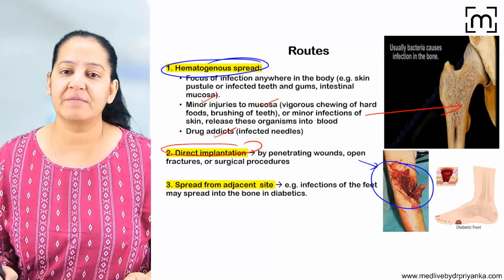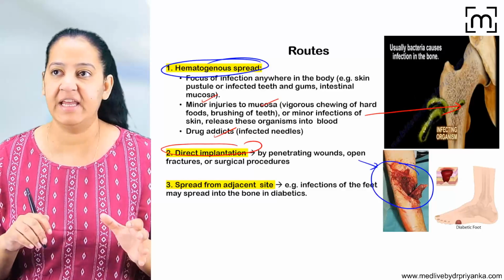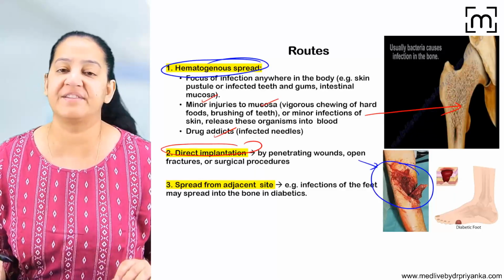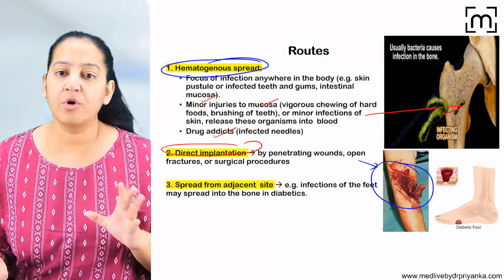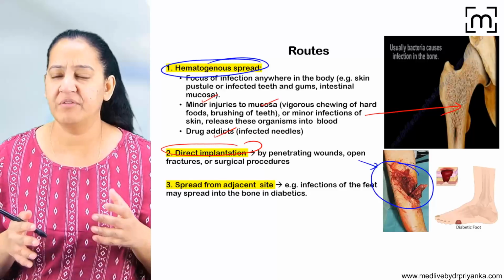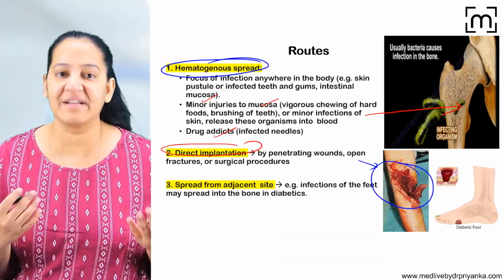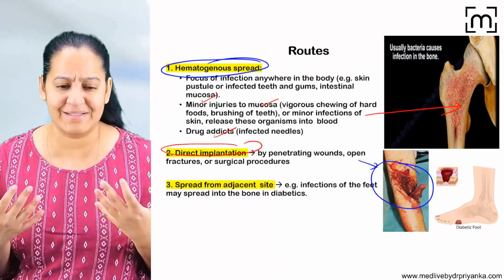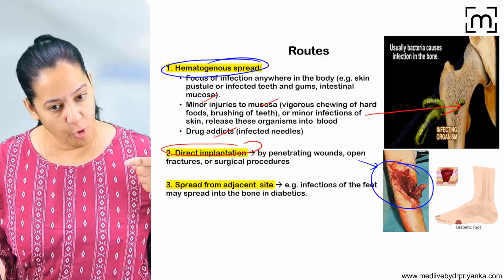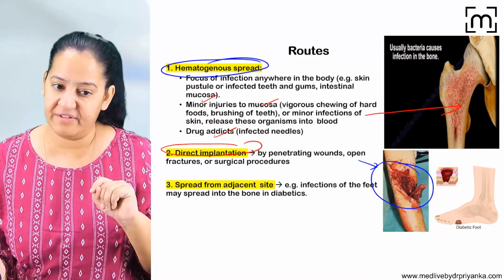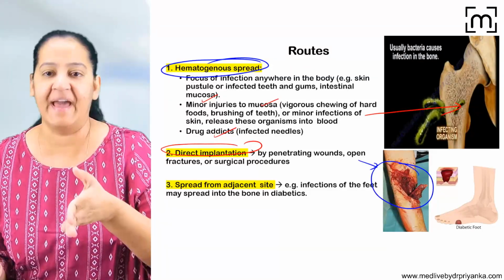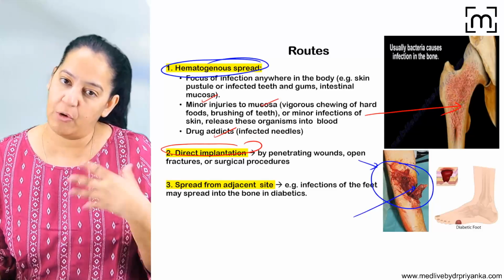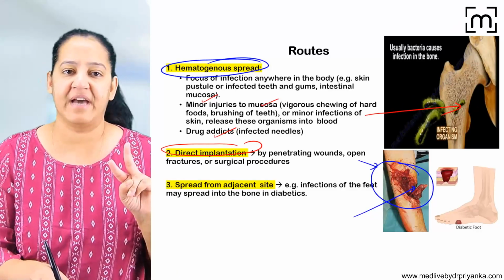Now imagine this person was driving a motorcycle and he got a road traffic accident, unfortunately. So he got an open fracture. So the wound is contaminated with the soil, and the soil contained the bacteria, it was just dirty soil, and the open wound was directly contaminated with the bacteria, and the bacteria can directly go inside the bone without involving the blood. So that can be the direct implantation.